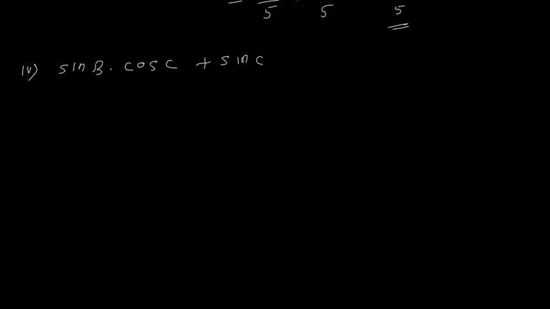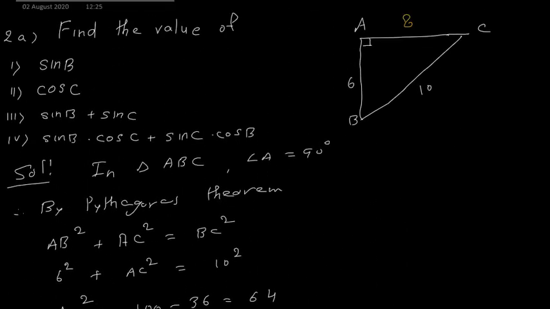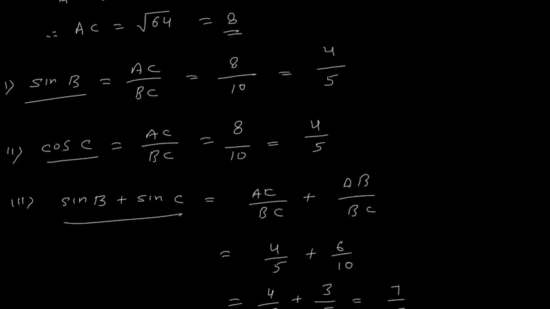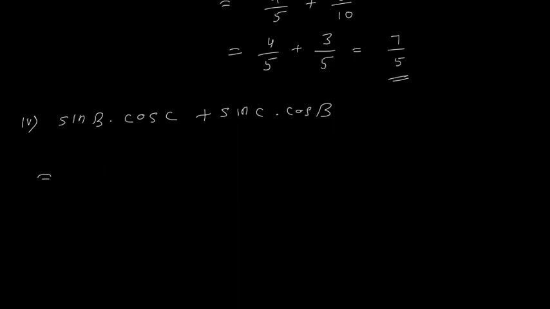Sin C into cos B. Okay. So what is the value of sin B? Let us see in the diagram. Sin B is opposite 8 upon 10. Sin B is 8 upon 10 right here, into cos C. So whatever is the value of sin B, the same will be the value of cos C.